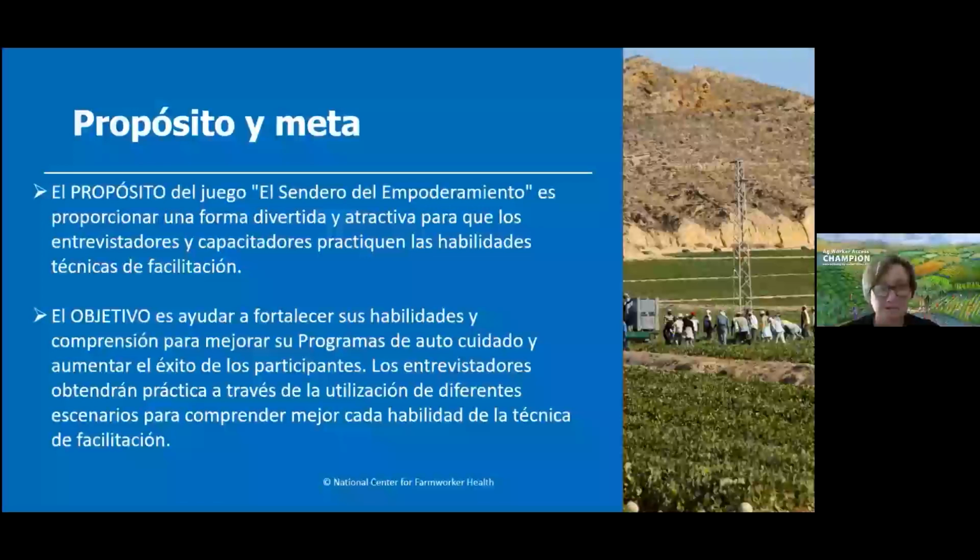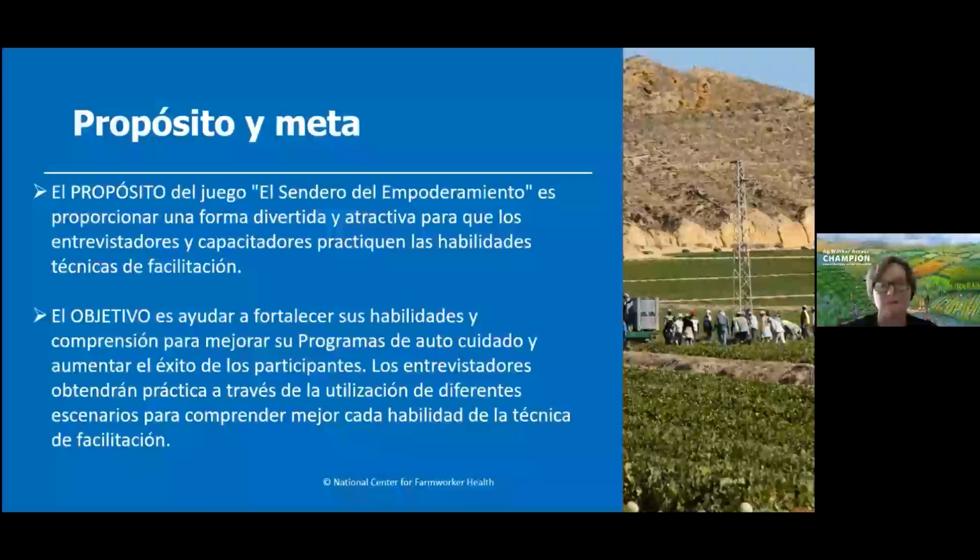The objective is to help strengthen your skills and your level of comprehension to be able to improve your self-care programs and to increase the level of success for the participants. It's going to help us be better facilitators, and at the same time, that will help our patients reach the goal that they want to reach.